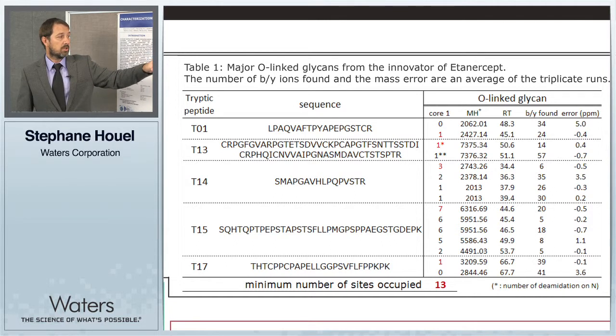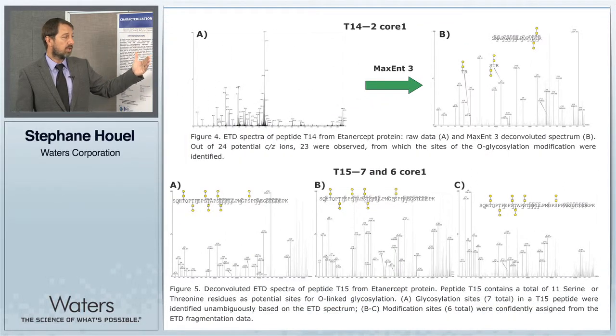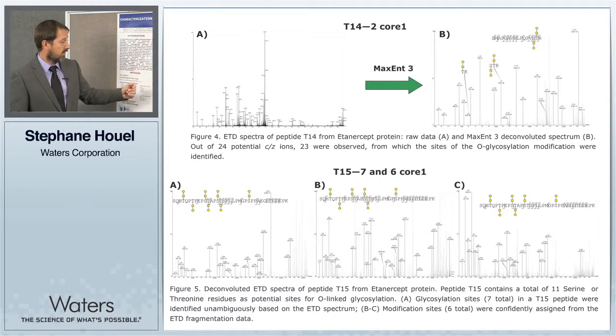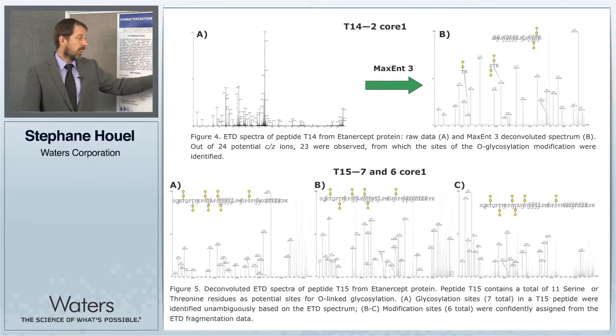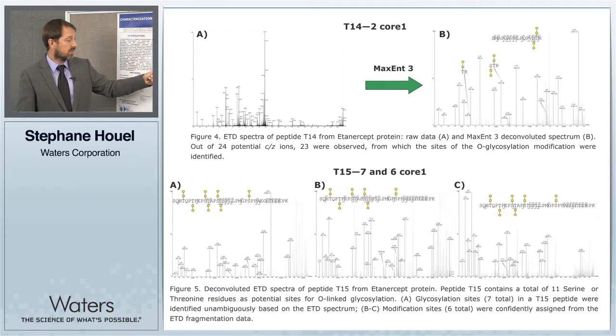So now that we identified all of those peptides, the goal was to map the sites. But unfortunately, when you do a CID experiment, you cannot have the identification because you have mostly neutral loss. So now we go to the next step. We run a targeted ETD method. We kept all of the LC the same, but now we're using a targeted ETD method. On figure 5, I show you an example of the raw data, and after the deconvolution with MaxEnt 3, the example of the T14 with 2 glycosides on it.